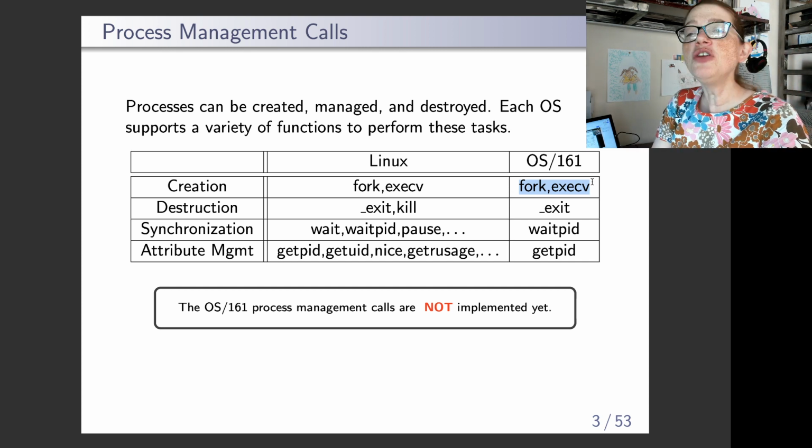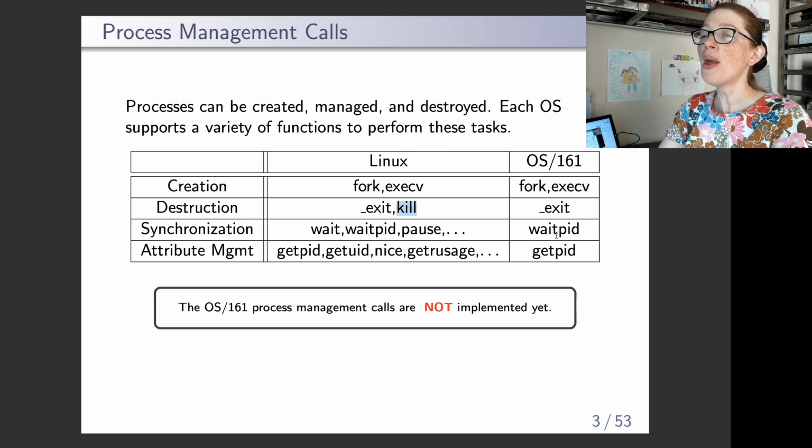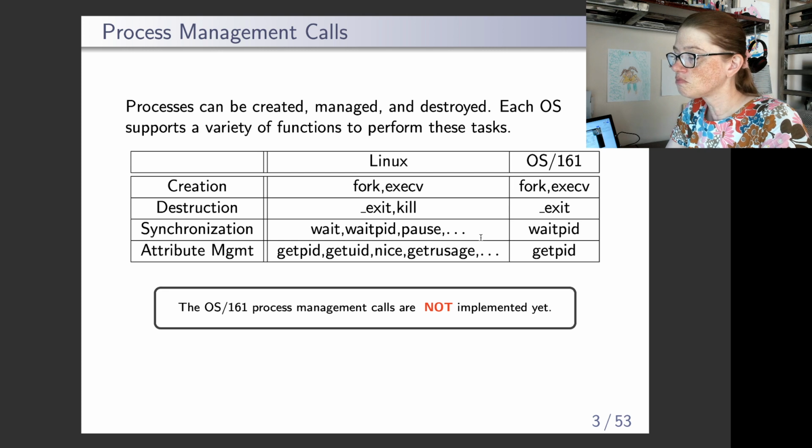Then we have, how do you destroy processes? Well, you already saw one way to destroy a process, and that's using the kill command. But what if you want to kill the process that's running right now? Then you can use things like the exit command. Now, Linux has both of these commands, but things like OS 161, they only offer the exit command.